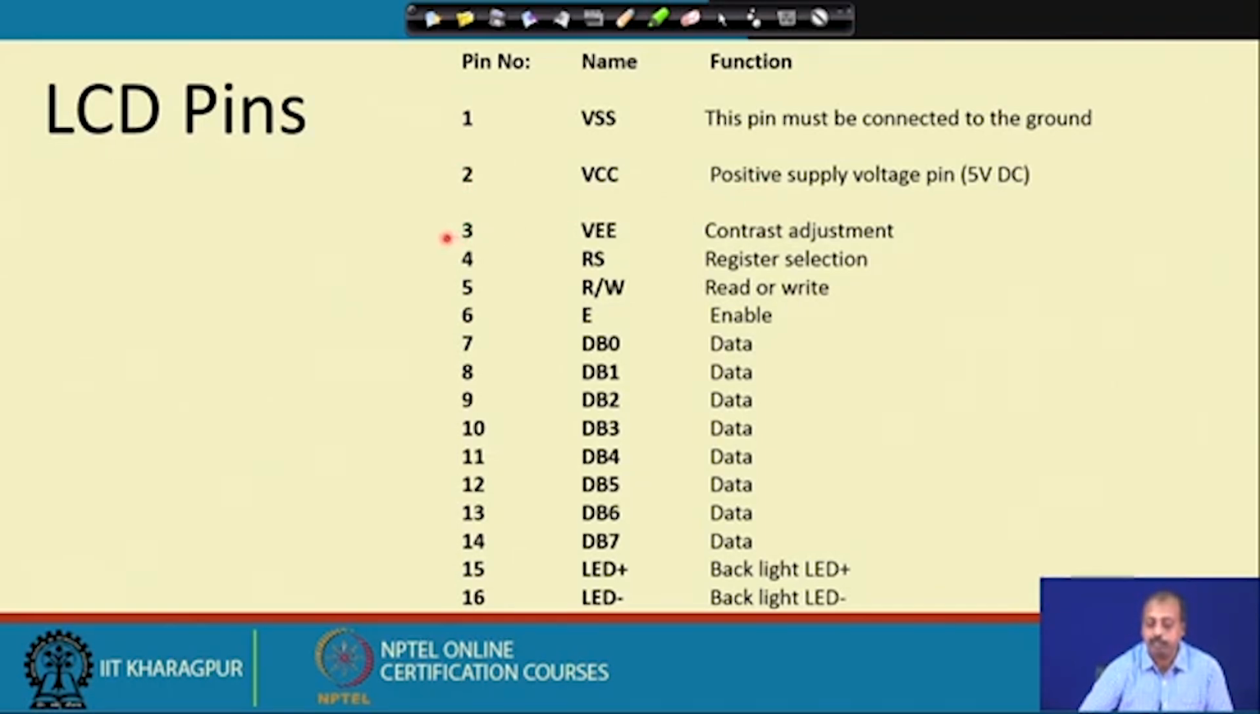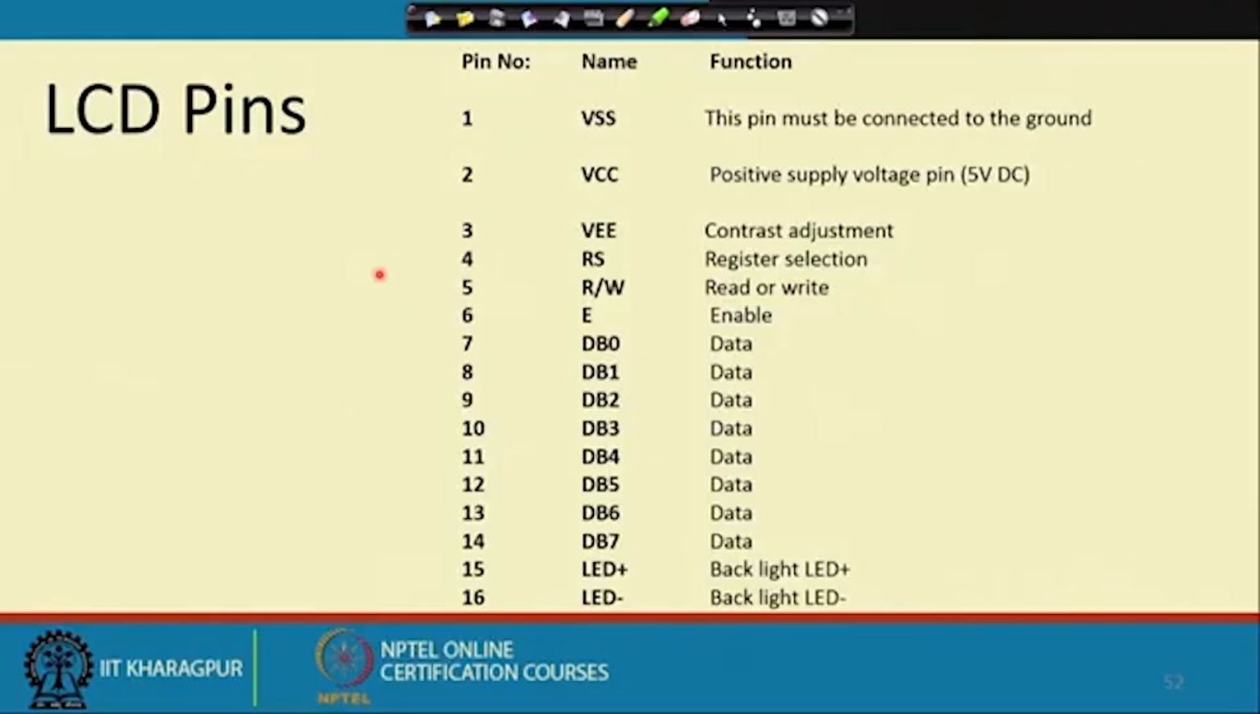Then pin number 3 is for contrast adjustment. You can put some voltage value there, and accordingly the contrast of the display will be selected. Then pin number 4 is for register selection. As I said, there are different types of registers inside the LCD panel: a control register and a data register. In the control register we put the commands for the display, and in the data register we put the characters or graphics, whatever pattern we want to display.